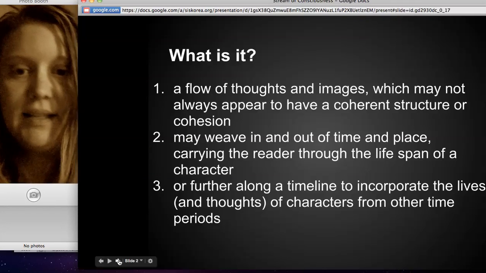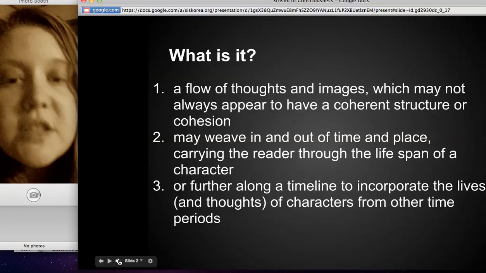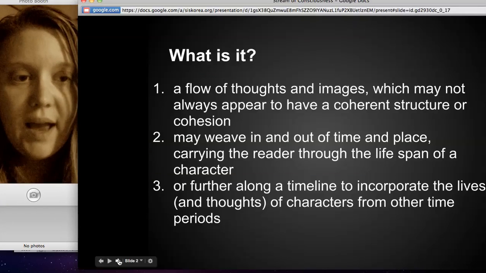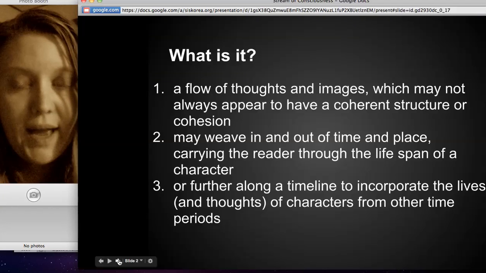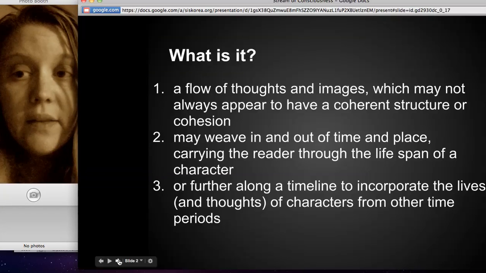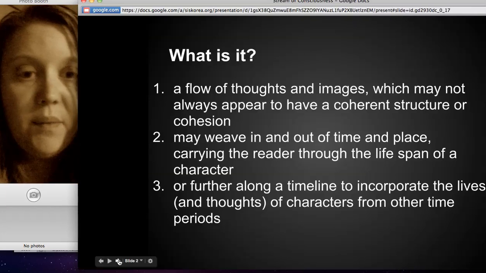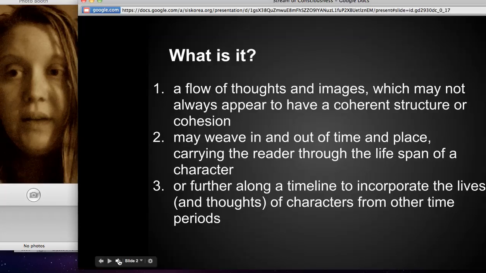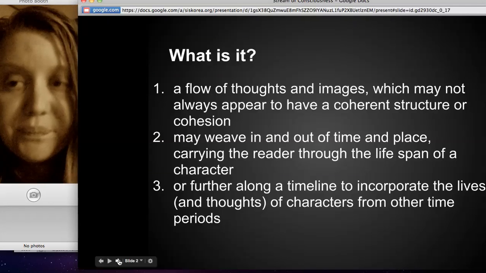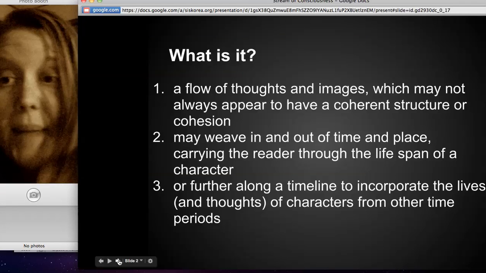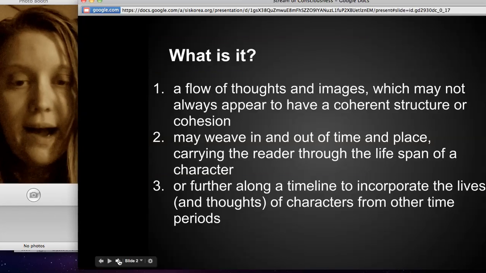Yes, you got it. Stream of consciousness may weave in and out of time and place, carrying the reader through the lifespan of a character. So this can go where he's walking down the street and then all of a sudden he's thinking about when he was in first grade, and then going into high school or graduation. It can take him or her back to any time.